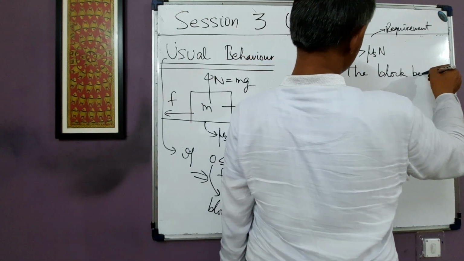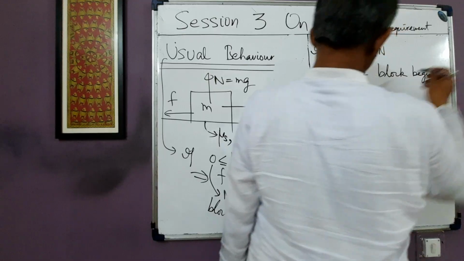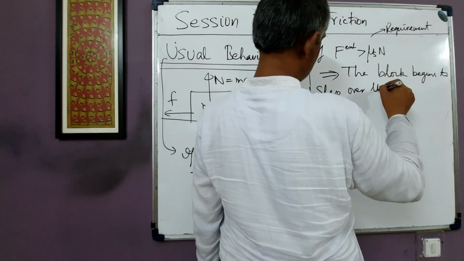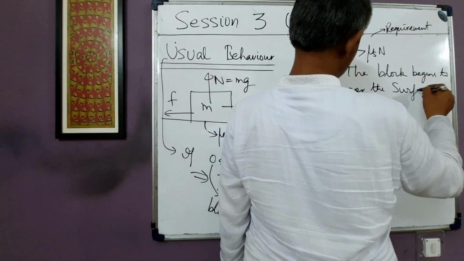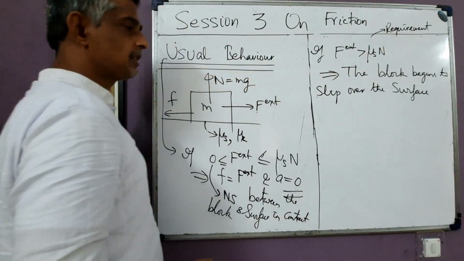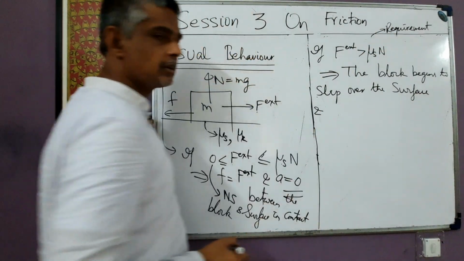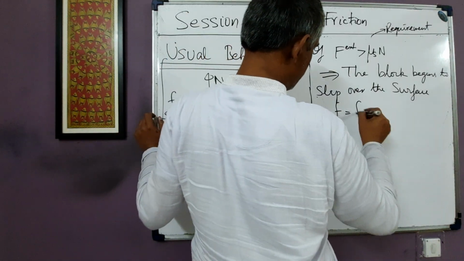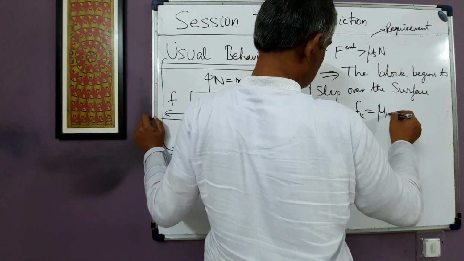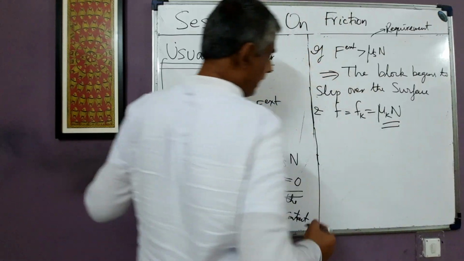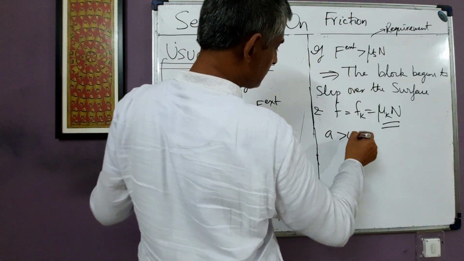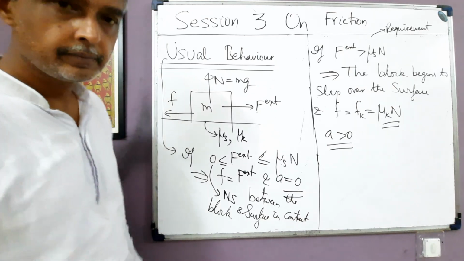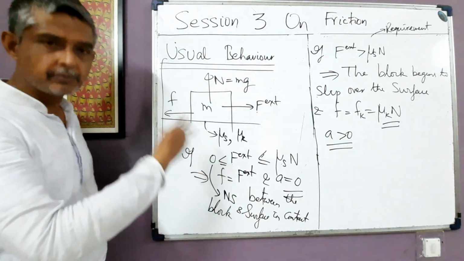The block begins to slip over the surface, and friction becomes kinetic in nature because of slipping, and its magnitude becomes equal to mu k N, and the acceleration of the block with respect to the ground becomes more than 0. This is the usual behavior. So what is this usual behavior? I'll just emphasize it again.